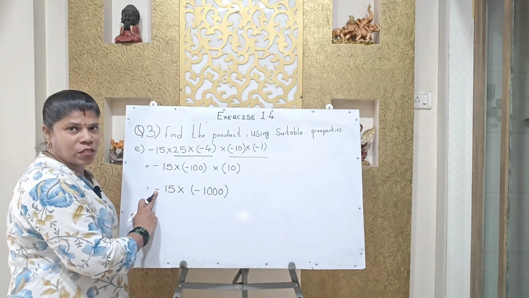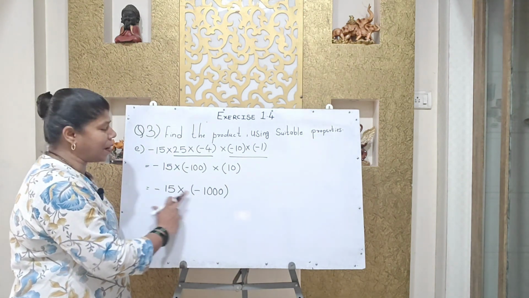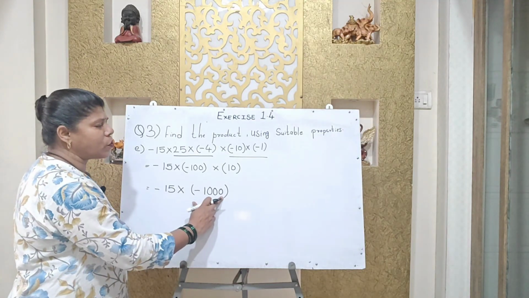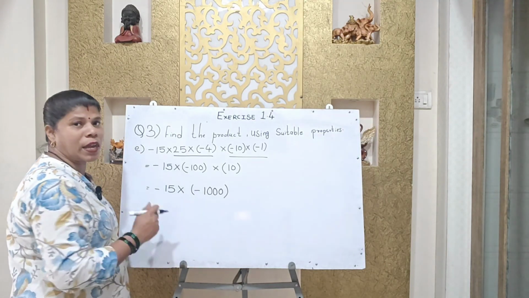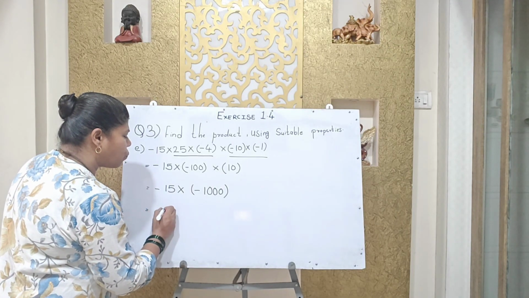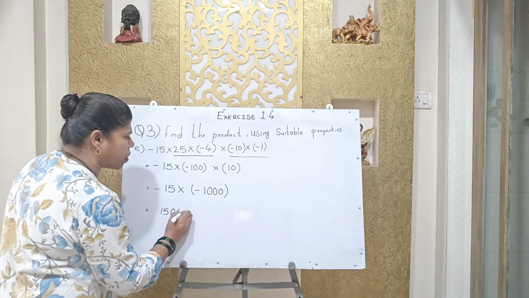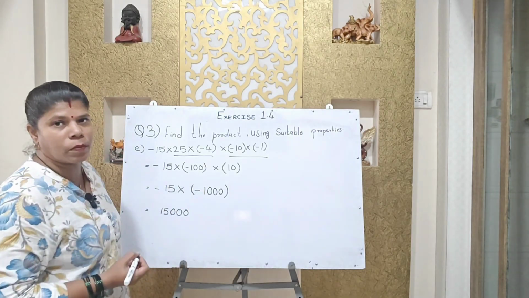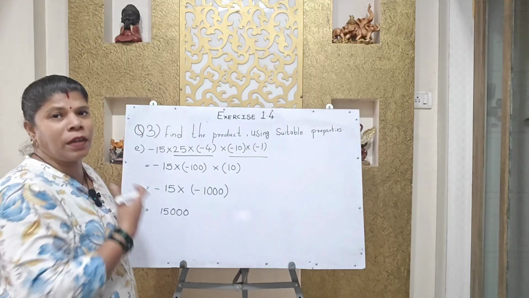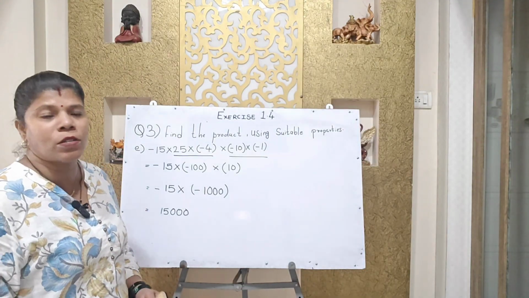Now look again. This minus 15 and minus 1,000. Minus minus is positive, same sign positive. And after that we just have to put this 15 with the three zeros. So what will be the answer? 15,000.